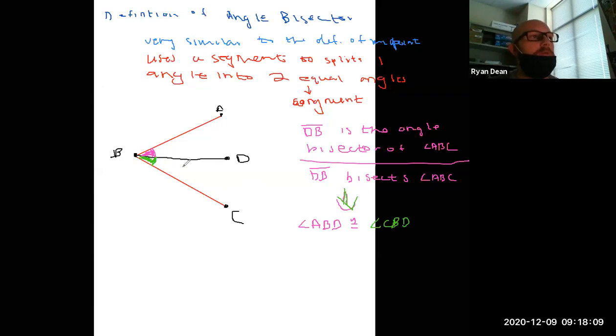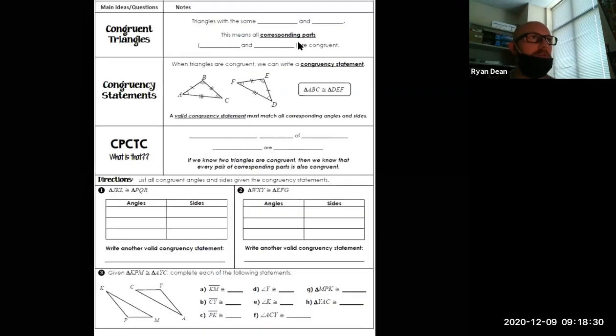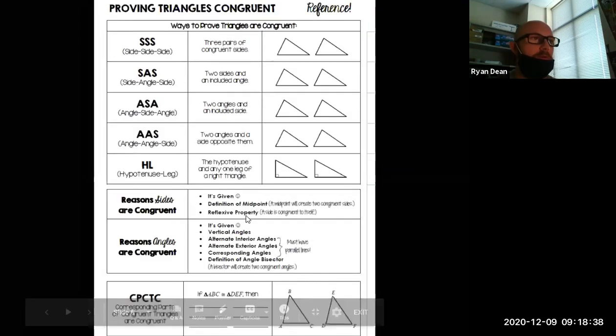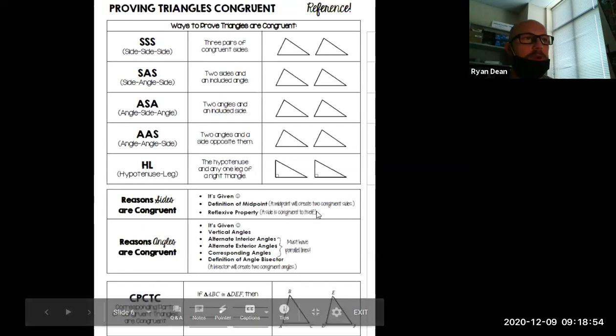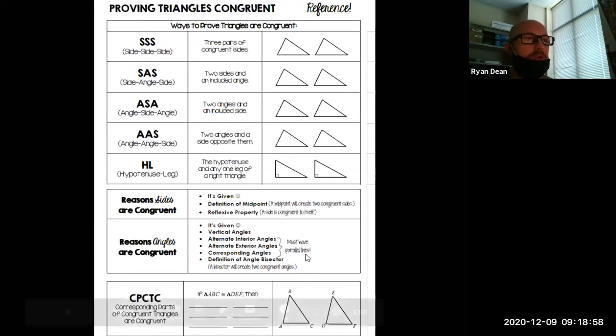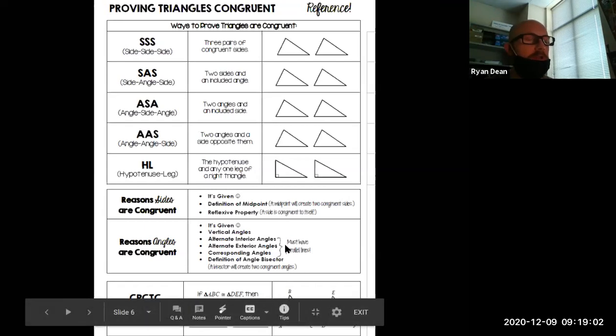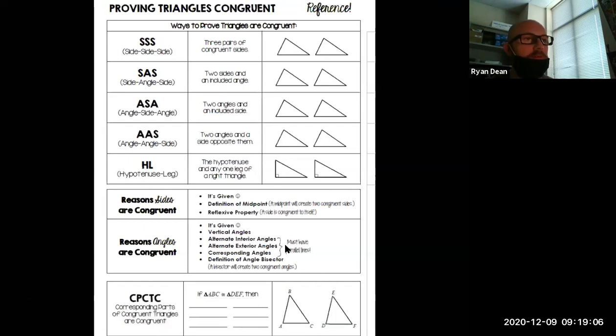Okay, you can also go the opposite way. If you see a picture that looks like this, where you have the congruent arc marks, you can automatically know that BD is the angle bisector of these two angles. Okay, so that covers all of the definitions that we needed to talk about. So we talked about corresponding parts. We talked about congruency statements. We came down here. We talked about definition of midpoint, reflexive property, vertical angles, alternate interior, alternate exterior. We also talked about corresponding, and then the definition of angle bisector. Okay, so this is all in your notes. Out here to the side of these things, you have these little hints that help remind you what they are. So please go back and make sure that you understand how to use these.